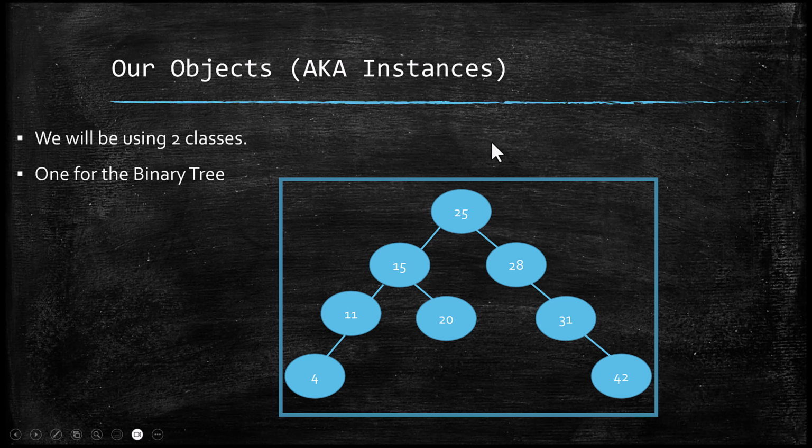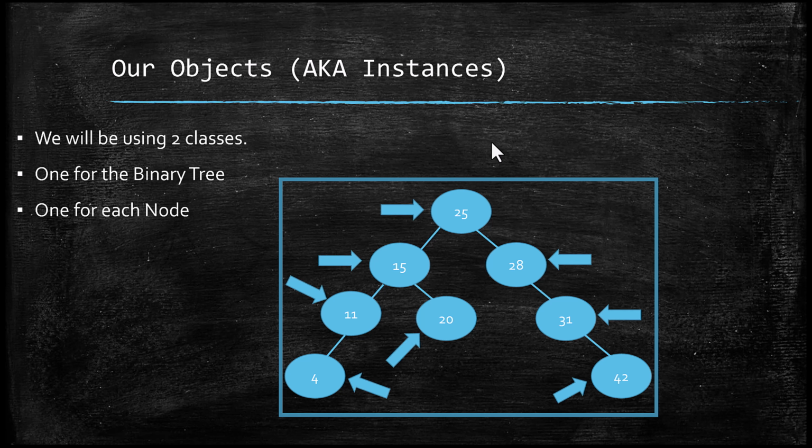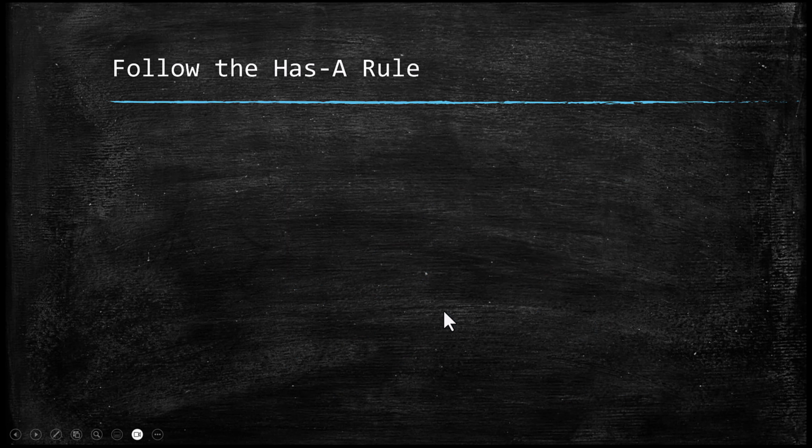It consists of the whole thing. And then we need a class for each node. These are all the nodes. The ones that have these circles with the values inside, those are the nodes. Now each node has a left pointer and a right pointer that points to the index.